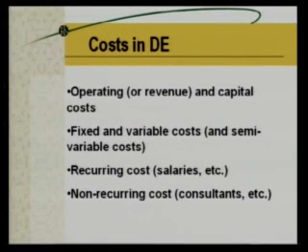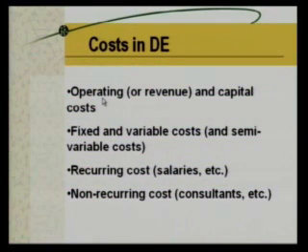Based on this, I will take you to the other transparency, which extends this relating to costs in distance education. You would find here that the cost types would be operating and capital costs, fixed and variable costs, recurring costs, and non-recurring costs. Let me explain a little more. So operating, as I have noted down here, the revenue cost. Operating costs and capital costs.